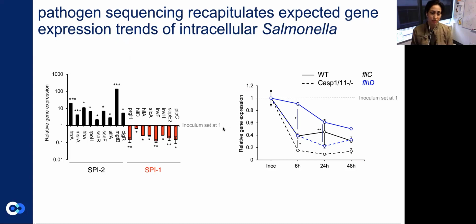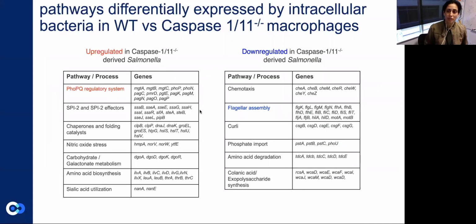So we then cast a broader net to ask, all right, what else is going up and down in these intracellular bacteria in these two different host environments, that is the wild type and 111 knockout macrophages. And as expected, we see genes related to flagella assembly downregulated in the 111 knockouts. And quite interestingly, we found that the PhoP/PhoQ regulatory system, which is essentially a two-component system, in Salmonella and also in some other enteric bacteria, is actually upregulated in the 111 knockout. This was quite striking to us because the PhoP/PhoQ regulon can really have wide-ranging effects on Salmonella physiology.